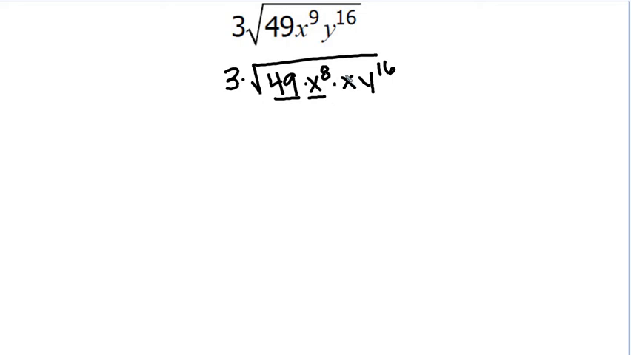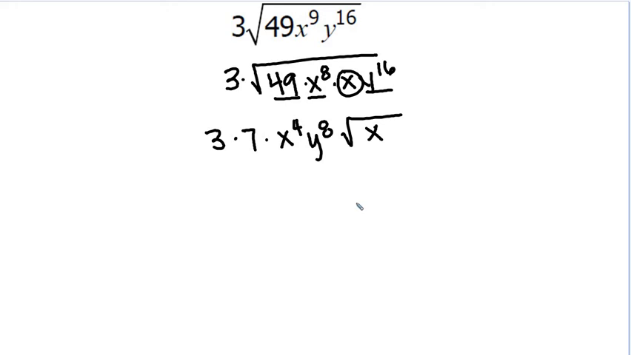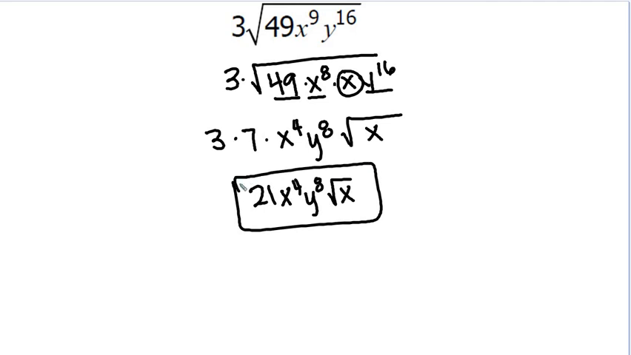So coming out, staying in, coming out. So I have 3 times the square root of 49 is 7. The square root of x to the 8th is x to the 4th, 8 divided by 2. And 16 divided by 2 will yield y to the 8th, square root of x. So I need to simplify. 3 times 7 is 21. X to the 4th, y to the 8th, square root of x. And that's my final answer.